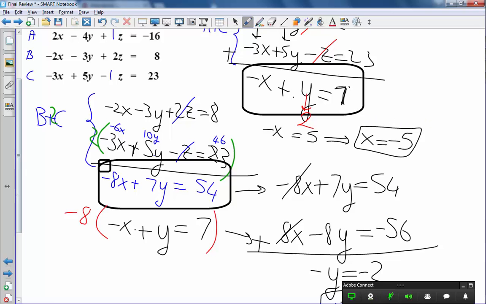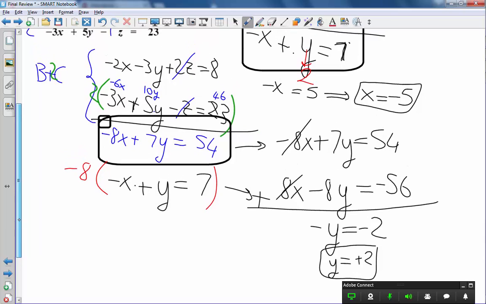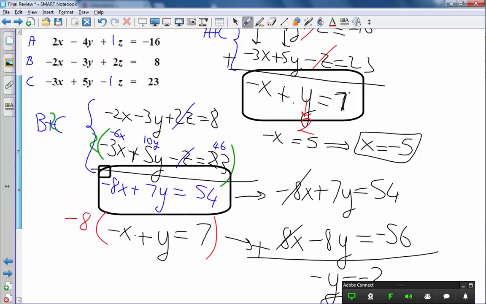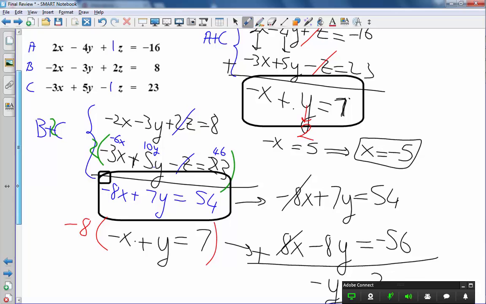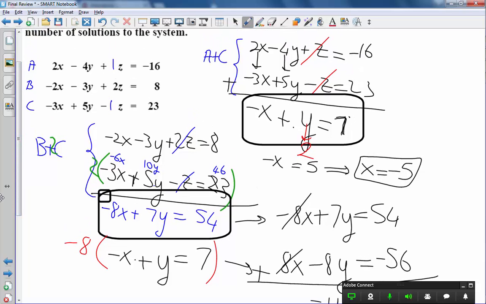Okay, so far 2 fishes in the basket, 1 more to go. X and y obtained, now you have z missing. How do you get z? Use one of the original equations. Yes, we need to go back to original and use one of these now. You can't use this one, it doesn't have z. We already used this, it doesn't have z either. So we need to pick any one of these, anything.